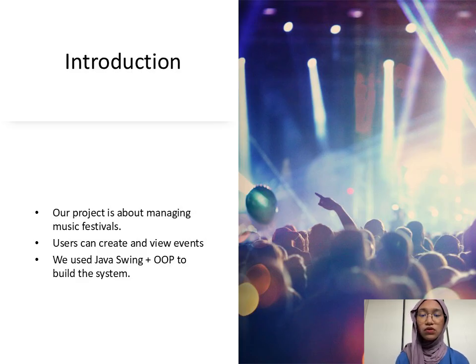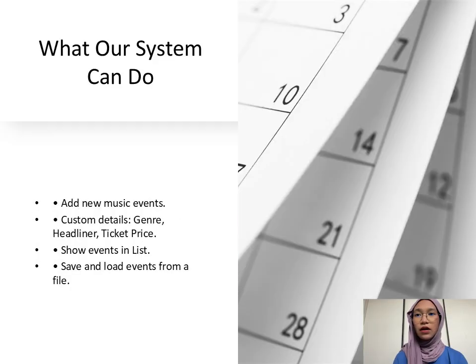To build this system, we use Java Swing for the graphical interface and applied the principles of object-oriented programming to organize the code in a structured and usable way. Our system has several key features. First, users can create events. Second, they can customize event details such as genre, headliner, and ticket price. The system can also display events in a list format so users can easily browse through them. Finally, we implemented the ability to save events to a file and load them back, so no data is lost when the program is closed.